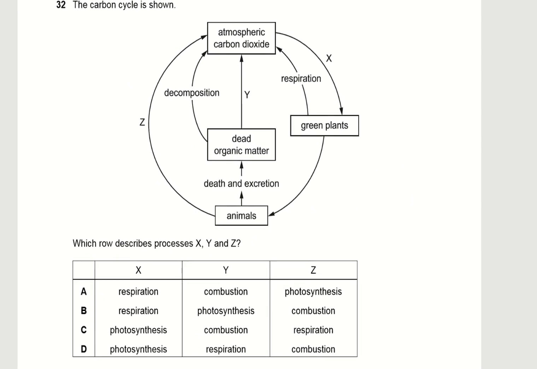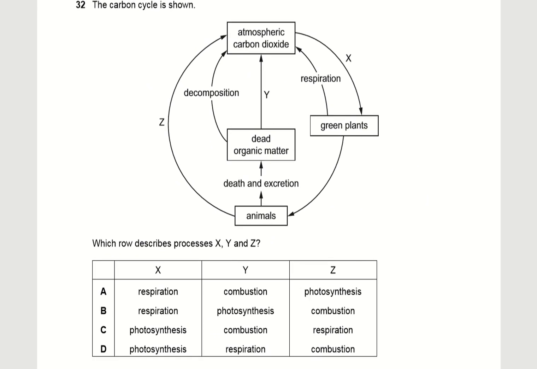Now question 32. Which row describes processes X, Y, Z? So let's look at it. You have animal and atmospheric carbon dioxide, that is respiration. That's how animals produce carbon dioxide into the atmosphere.